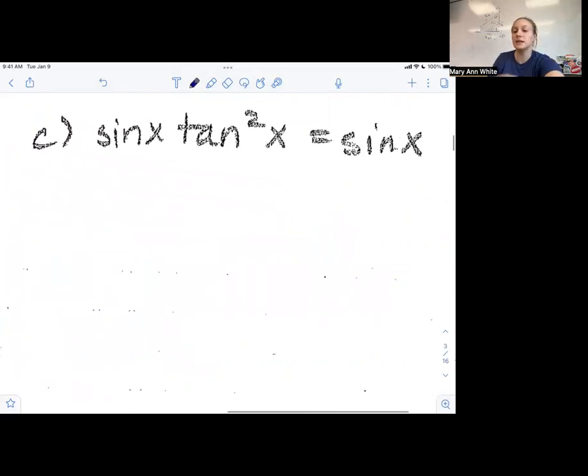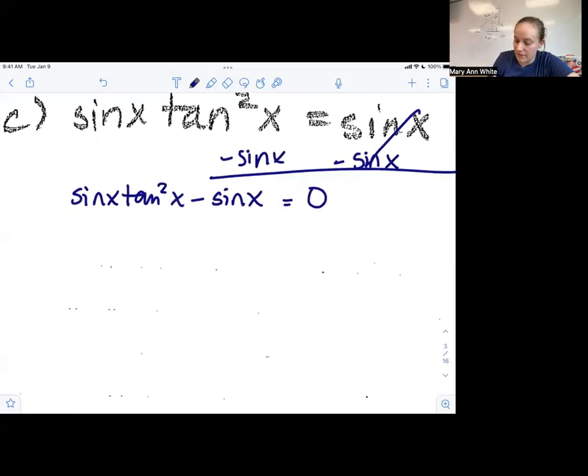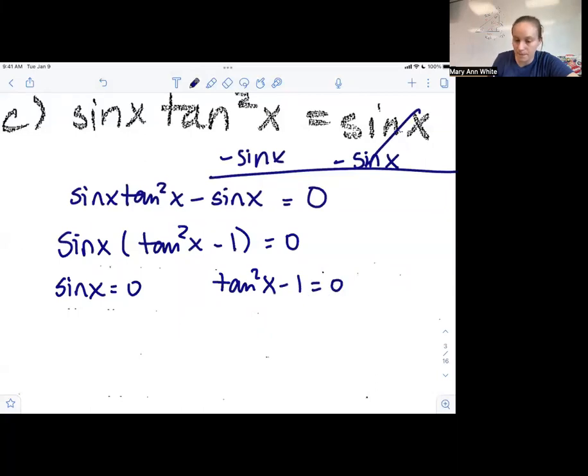Similar to the first one that we did, let's move the sine to the other side. Again, since I've got several trig functions here, I want to move everything to one side. I didn't on the last one because I only had one trig function, but I've got several this time. Sine x tan squared x minus sine x equals 0. And then I can factor sine out of everything. So sine x times tan squared x minus 1. And then just like we've been doing, set your pieces equal to 0. Sine of x equals 0, and then tan squared x minus 1 equals 0.